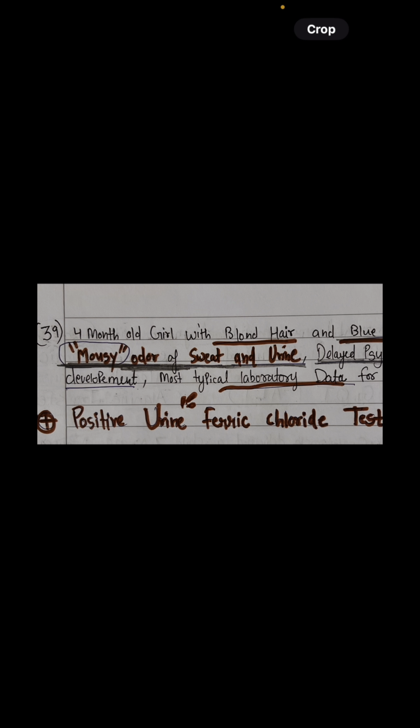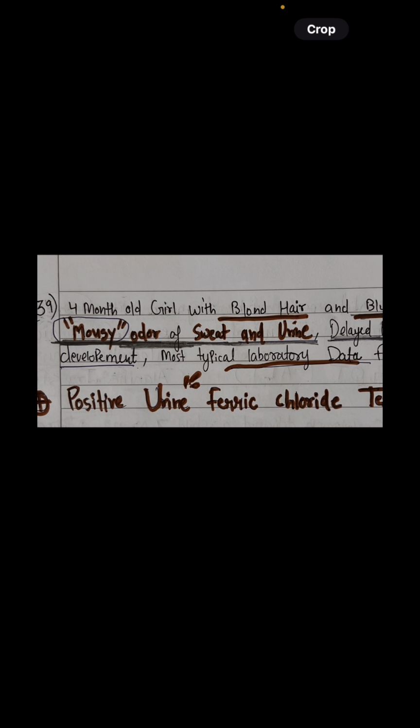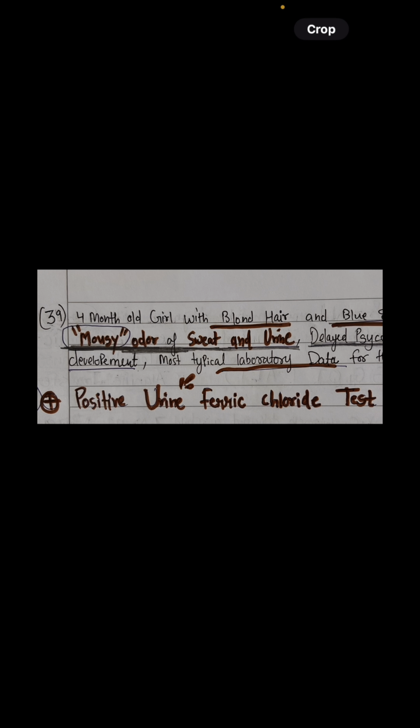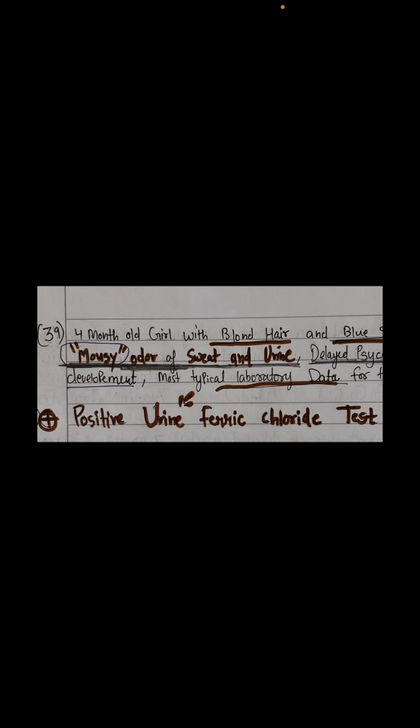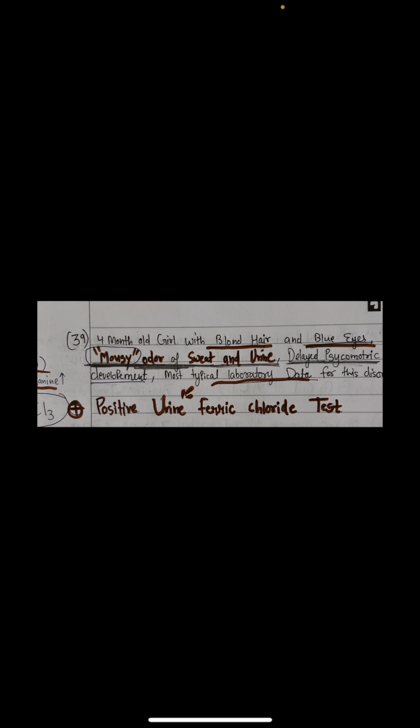So we want to diagnose phenylketonuria: mousy odor of sweat and urine. We already suspect phenylketonuria here. So in cases of phenylketonuria, we have to go for the positive urine ferric chloride test. However, this is a very old method. Nowadays we are not going to use it, but remember, for the KROK questions, this is the test of choice for cases of phenylketonuria.